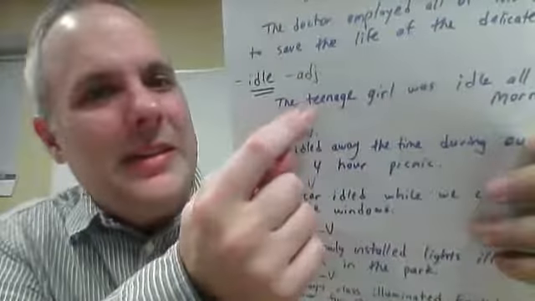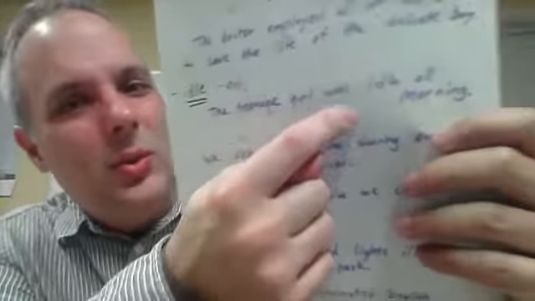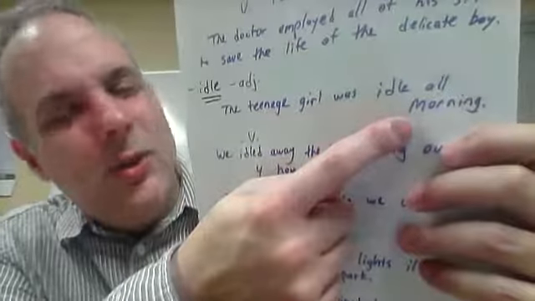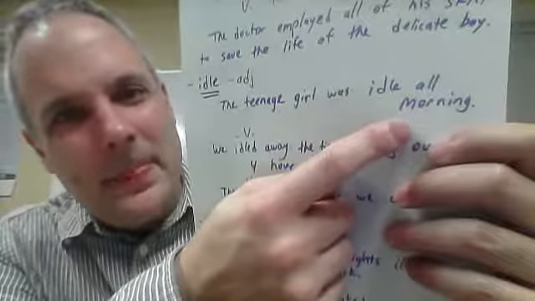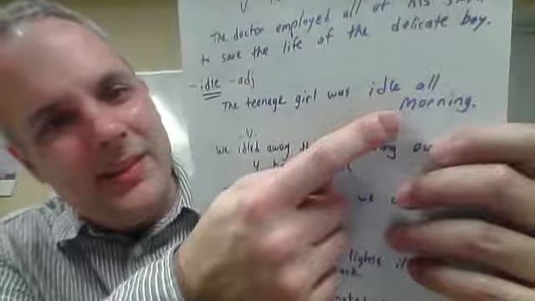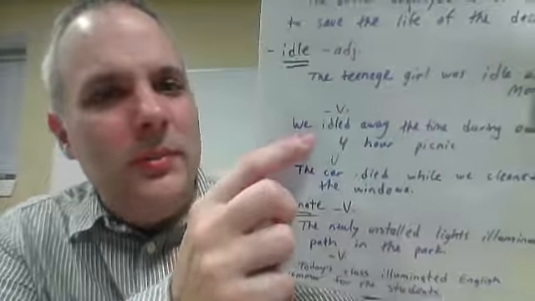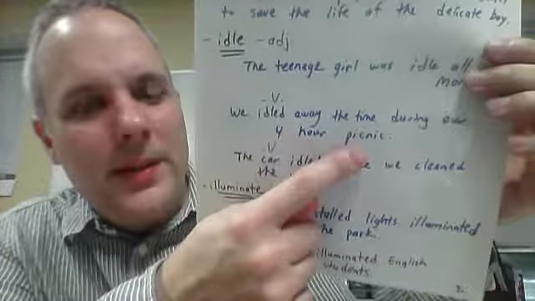Now, who else can be very idle? Teenage people, teenage boys, teenage girls, okay? The teenage girl was idle all morning. Maybe wake up, go to the bathroom, go back to bed, wake up, eat breakfast, watch TV for half an hour, go back to bed. This is being idle, okay? Idle. Now, you can also have the verb, we idled away the time during our 4-hour picnic, okay?